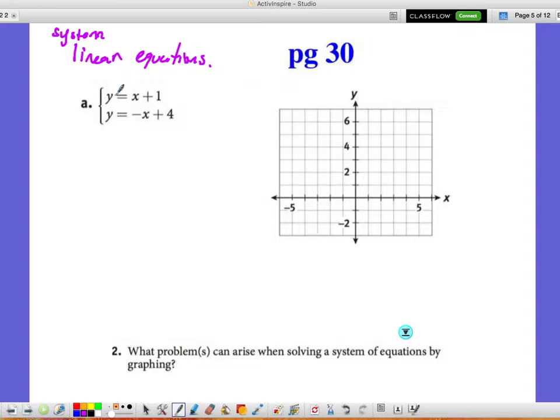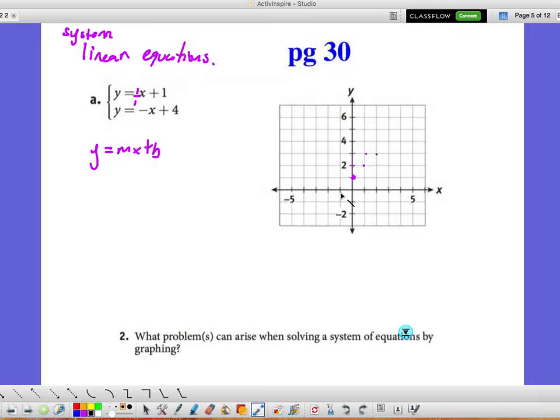Alright, so let's go ahead and begin by graphing this. So remember, this is in y equals mx plus b. Here we have our y-intercept, which is 1, and our slope is going to be 1 over 1. So we go up 1, run 1, up 1, run 1, and the pattern is basically going to look like that.